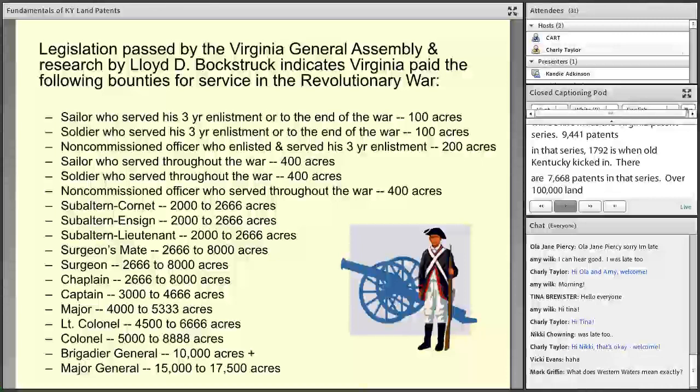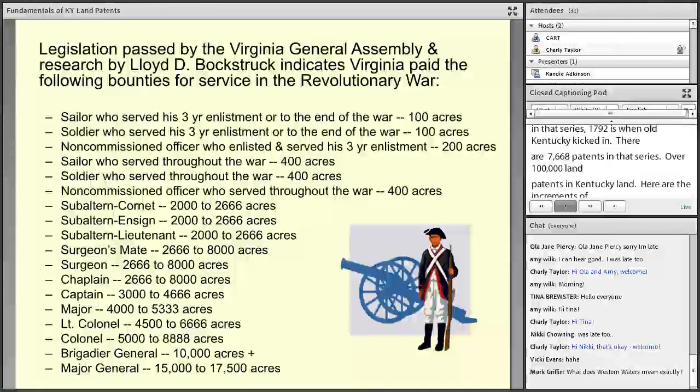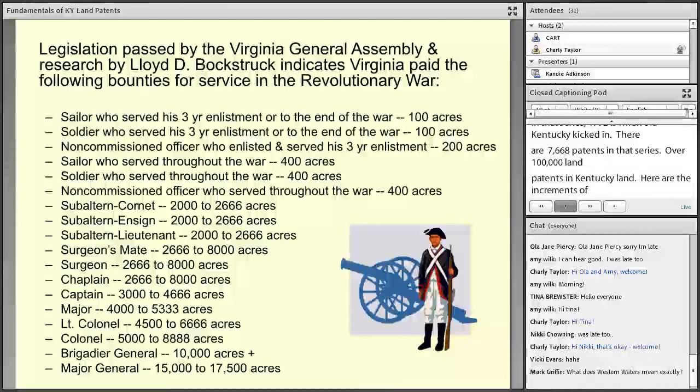Here are the increments of payment for the Revolutionary War soldiers. The book that I have mentioned here by Lloyd D. Bockstruck would be another asset for your library. It identifies the amount of land each soldier or sailor would be paid.